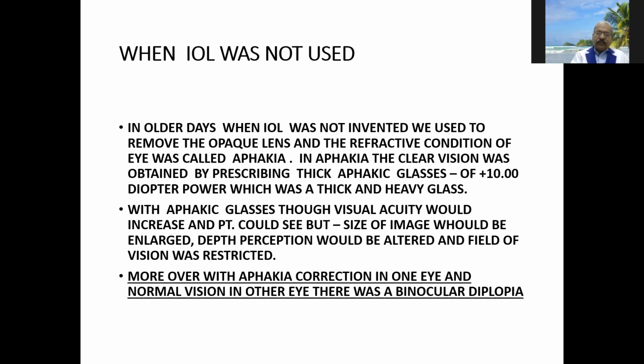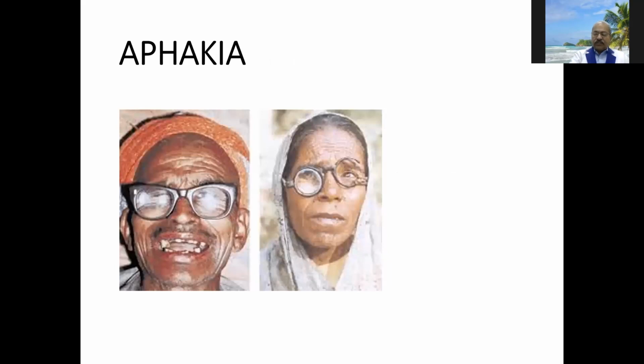And if at that time the aphakia was only in one eye and the vision in the other eye was normal, then using a plus 10 diopter lens in one eye and normal in the other eye, there used to be binocular diplopia. So the patient was not able to use his aphakic vision, to avoid this diplopia. And therefore, now in modern times, with putting an IOL, this problem is overcome.